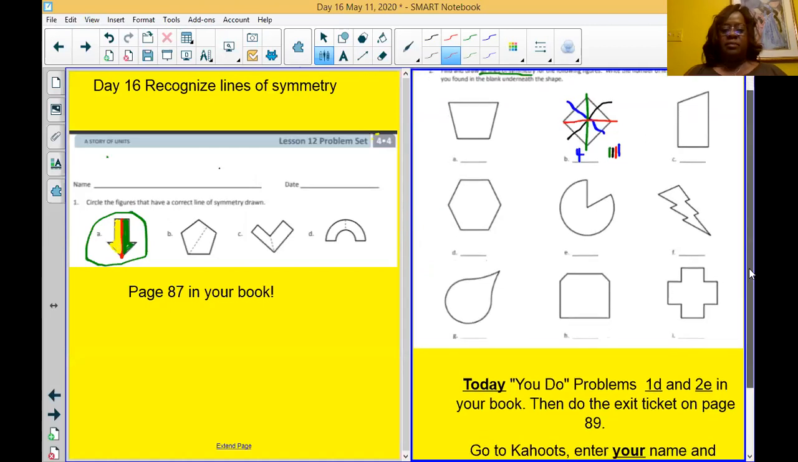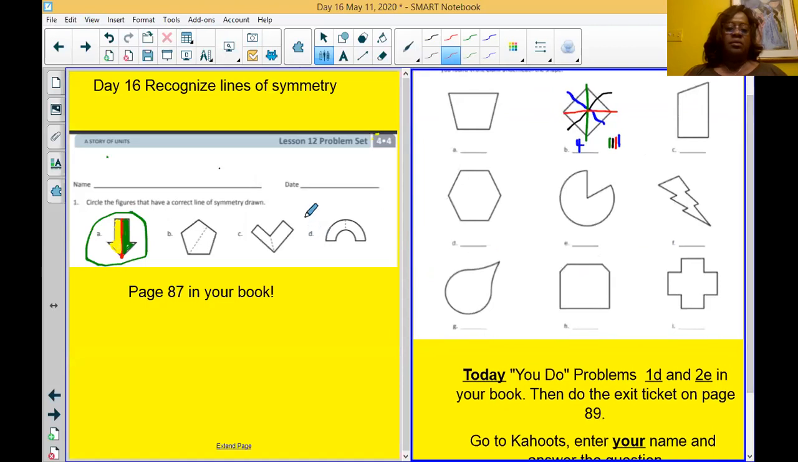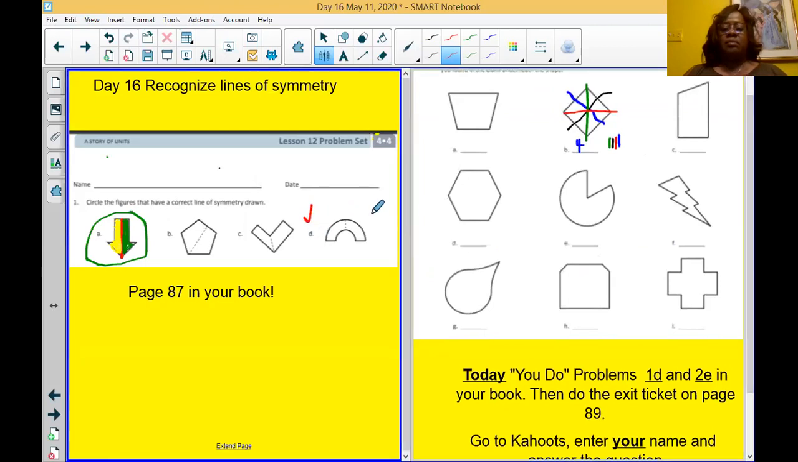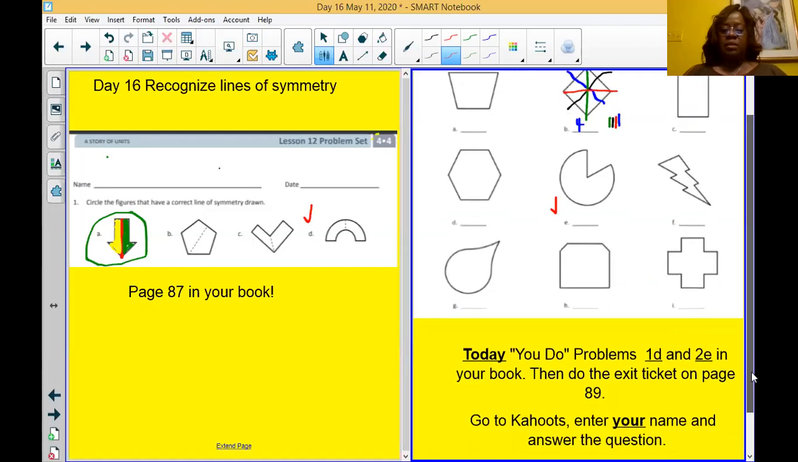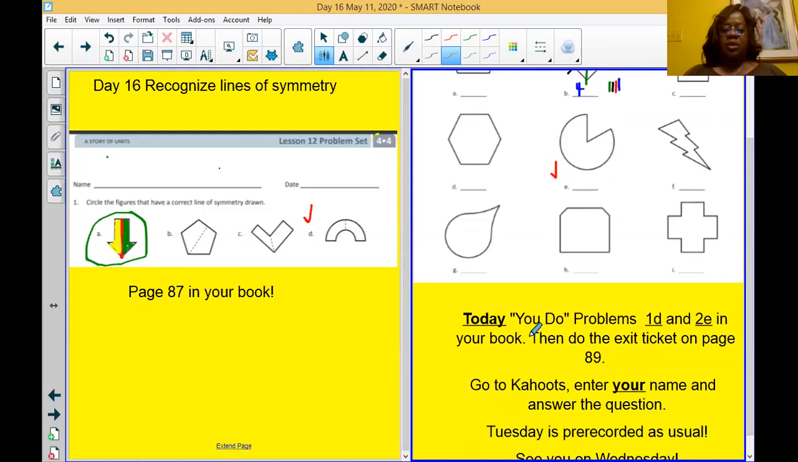Okay. Now, what I want you to do is problem 1D and 2E. So you're going to do this problem here and this problem here. Okay, so you're going to do those 2 problems. You're also going to turn to page 89 in your book when you're finished. And you're going to do the exit ticket on that page. Remember how we used to do exit tickets after each lesson? So you're going to do your exit ticket on that page 89.